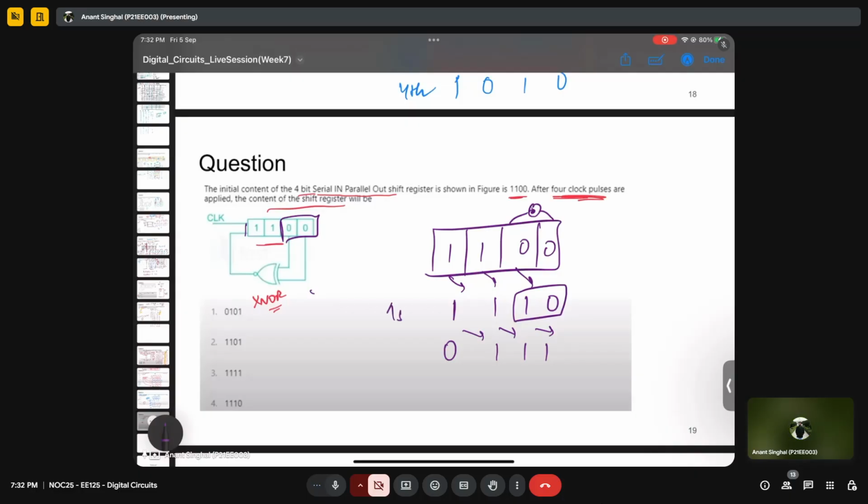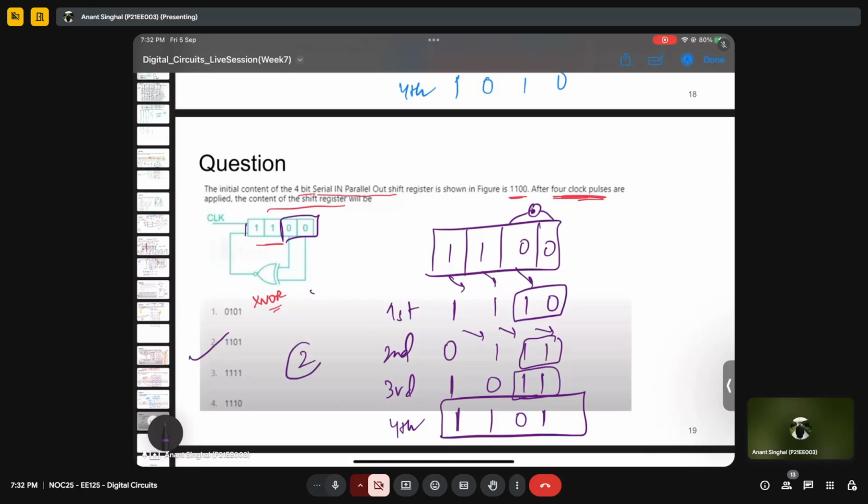Okay, so this is first, second, third, fourth. So this will be 0, 1, 1. The XNOR of these two will be 1. So this is 1, 0, 1. The XNOR of these two will be 1. So after the 4th clock, it will be 1101, which is option 2. Is this clear to everyone?